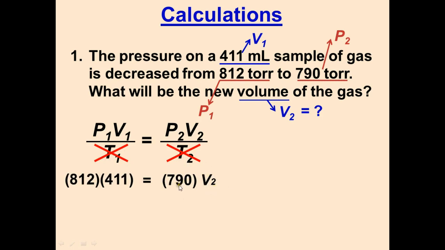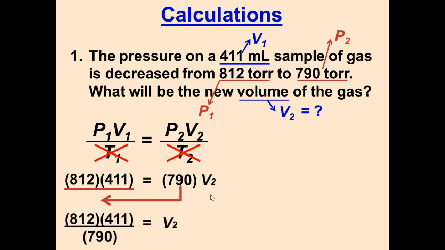So we divide the left side here by 790 in our calculator. So we multiply the top and then divide by the bottom. And after we do that, we should get the new volume, which should be about 422 milliliters of gas.